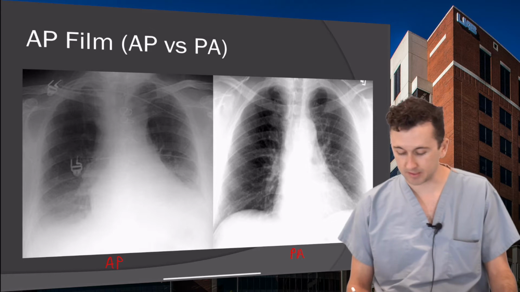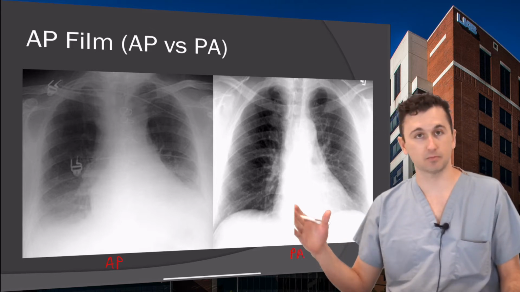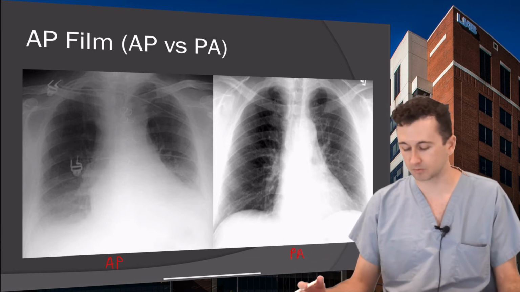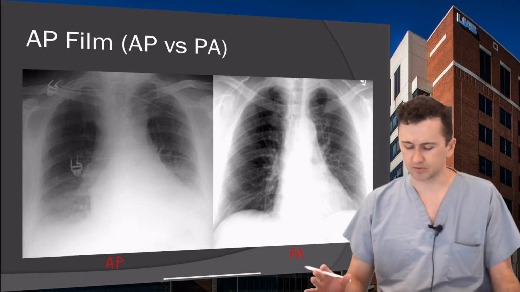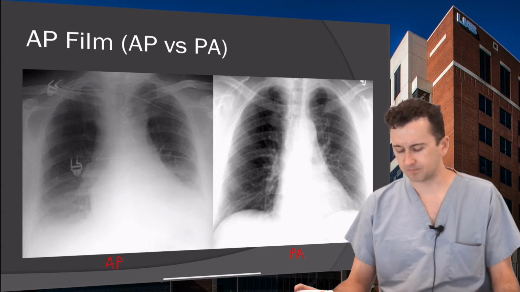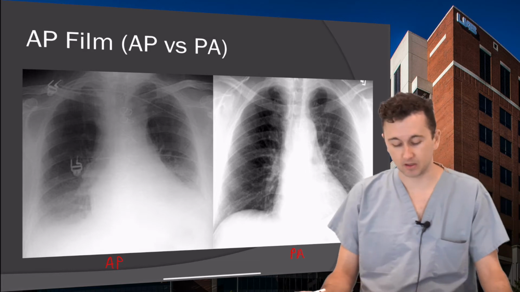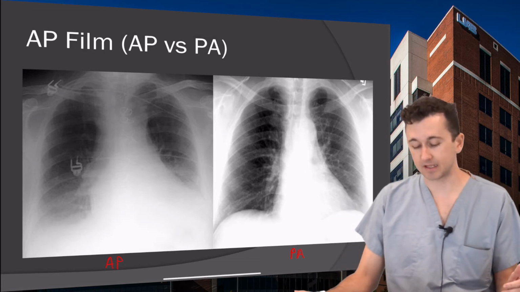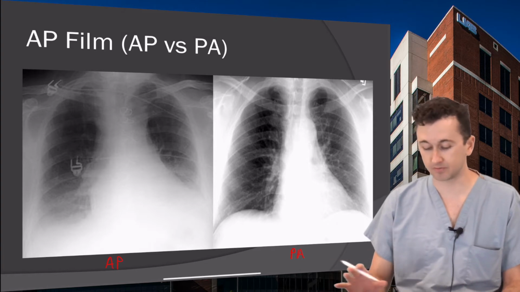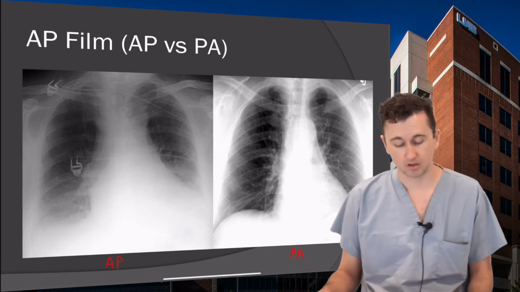To be able to get a PA film, patients have to be healthy enough to be transported from the unit to radiology. They can't be intubated. They have to be able to follow commands, so they can't have any altered mental status. So there are a lot of reasons why we don't get a ton of PA films. They also take much longer. The take-home point here is that if the patient can tolerate a PA film, get the PA film, because it's going to be much higher quality. That said, probably 70% of films done in the hospital are AP.